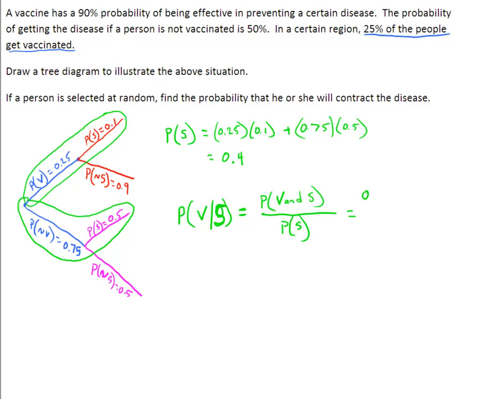Now we already know V and sick is this first calculation up here, which is 0.025. The probability of getting sick is what we just calculated, 0.4. So we divide those two, and we see that if you're sick, the probability that you've been vaccinated is very small, 0.0625, or just over 6%.